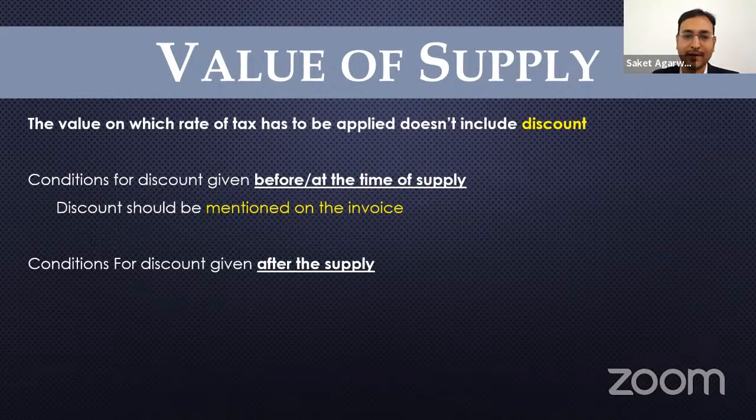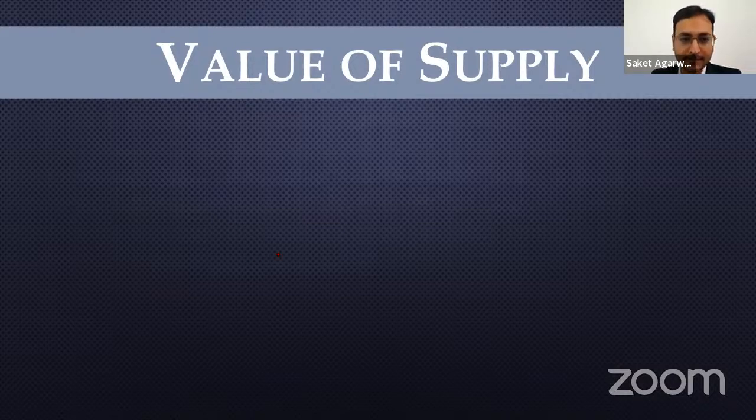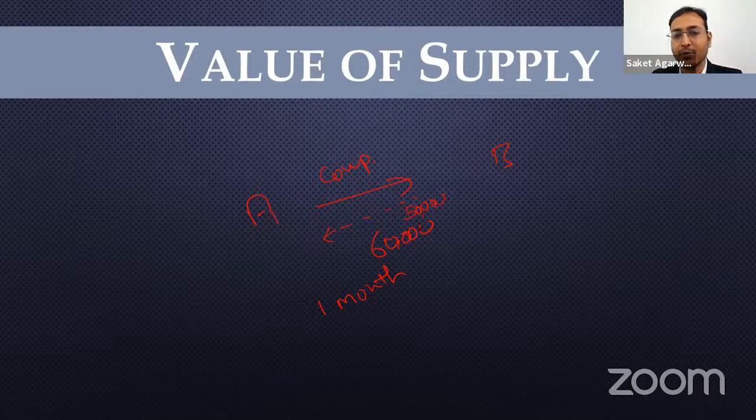Let's look at a situation. Imagine A sold something to B. Okay. A sold computer to B. 60,000 rupees B is supposed to pay. Sale has already happened. After 1 month, this was a credit sale, okay? After 1 month, B is paying only 50,000 rupees.